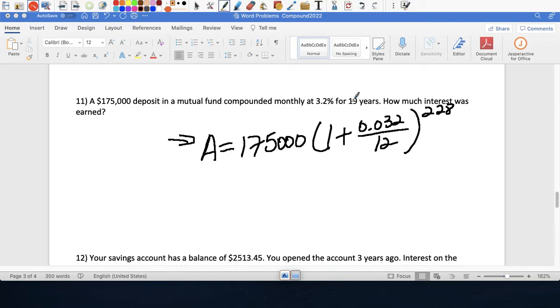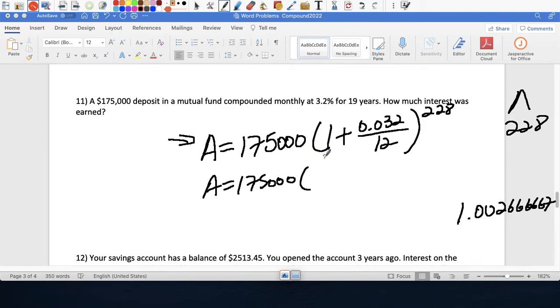parentheses first. 0.032 divided by 12 equals 0.00266666. That's what you're going to have on your screen. We add 1 to it. So right now we have this number on our screen, 1.002666 a bunch of sixes, and 7. We're going to raise that to the 228th power, so press this and then press 228. Press enter.